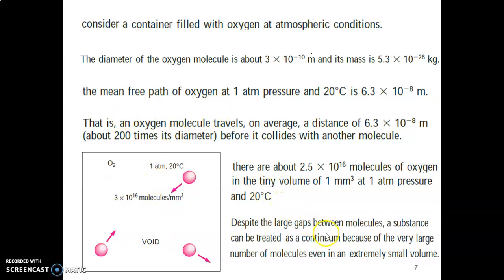Despite the large gaps between the molecules, a substance can be treated as a continuum because of the very large number of molecules, even in an extremely small volume. So this limitation can be rectified by using the continuum concept. In the continuum concept, these gaps will not be considered. Instead, the control volume will be completely filled with oxygen molecules. There will not be any gaps. That is the main difference between the molecular approach and the continuum approach. That is what is explained here.